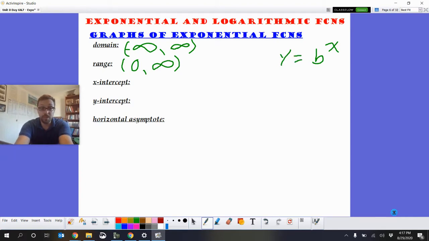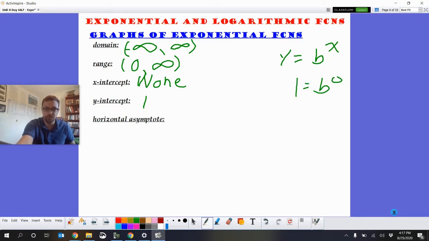Our x-intercept is going to be none. It will never touch the x-axis. It does have a y-intercept, and that y-intercept is going to be 1 unless it's being changed by moving up and down. So you want to imagine if you put b to the 0, that's just 1. So that's what our y value is going to be. Our horizontal asymptote is y equals 0.